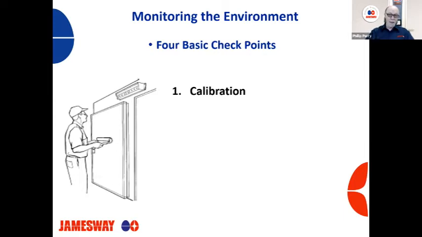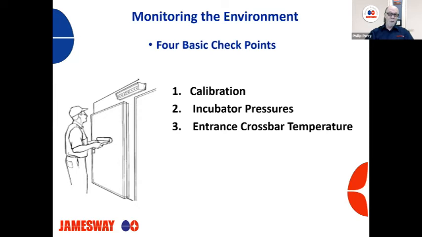The first thing we'll look at is calibration, and we'll review how to take calibration properly. We'll talk about incubator pressures and the concerns with pressures that provide the ideal laminar effect of the airflow through the eggs and the egg carts. The entrance crossbar temperatures, I know a lot of you do that routinely, and that is a very good tool to see if your machine is being optimized with your setting times and whether its performance is where it needs to be. And then we also take a look at the exit end, the infertile egg temperature there.